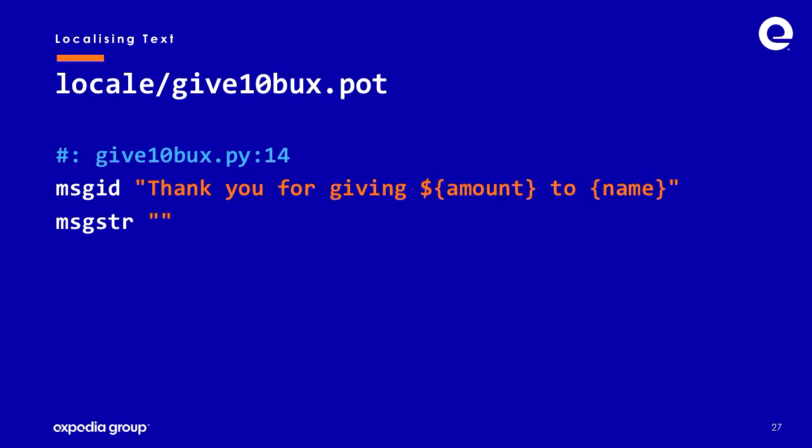But anyhow, we tell it where its output file is. We tell it which file we want to scan. And it will generate the pot file for us. The pot file has some convenient comments to tell us where in the source code it grabbed those strings from. And then the message ID and message string are basically a key value pair, the key being the string that is being translated and the value being the empty string at this point because we haven't translated it yet.